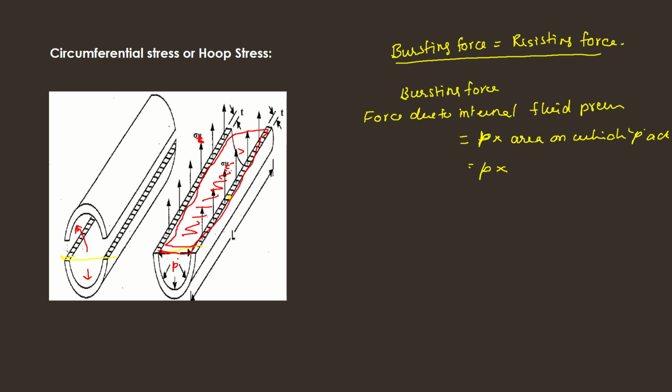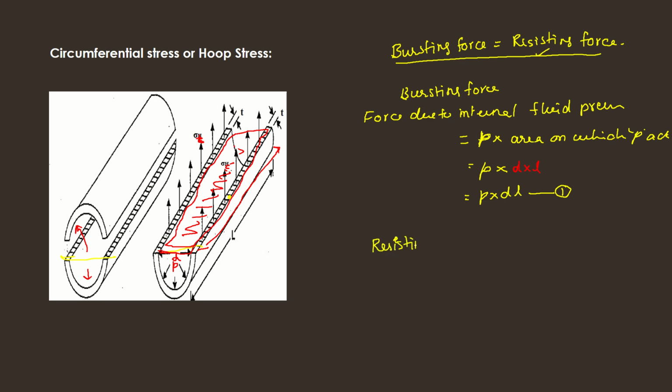That is internal diameter small d multiplied by the length. That is nothing but d into L. That is the area, right? P d L. Take it as equation number 1. So we have seen bursting force. Let us see now resisting force.